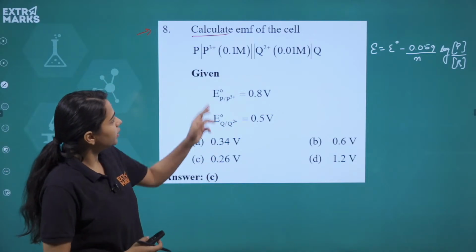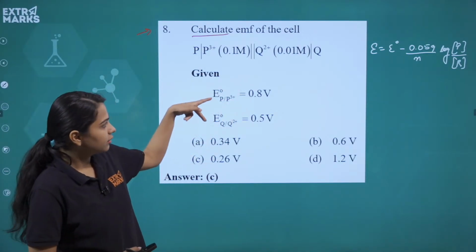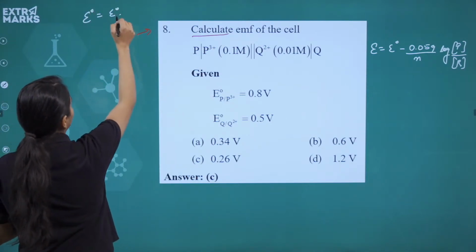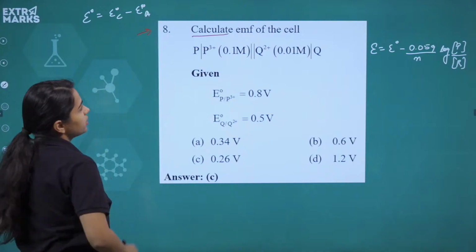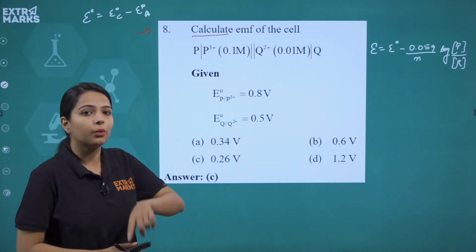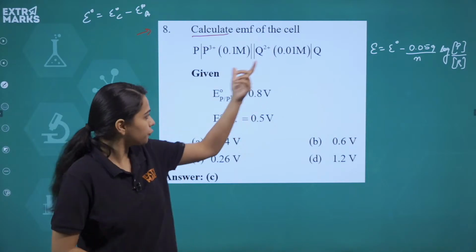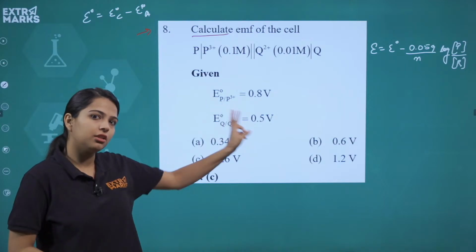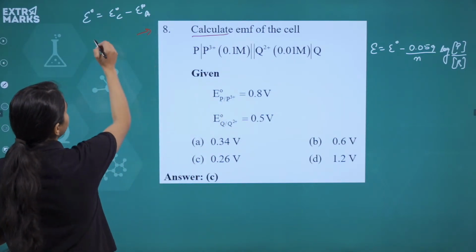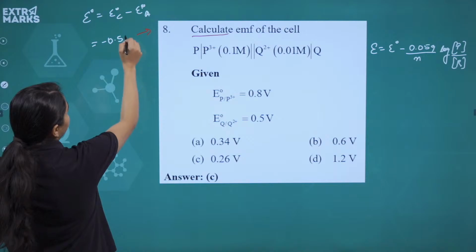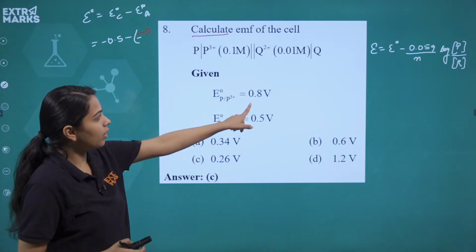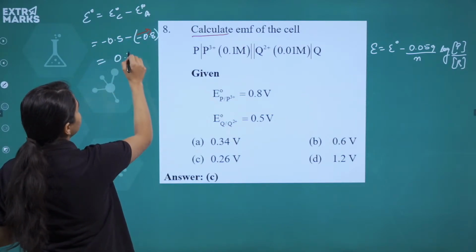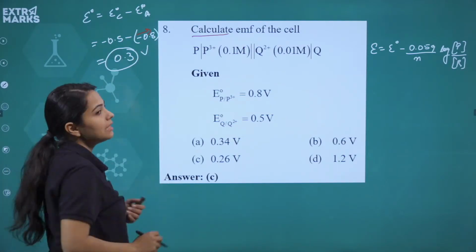Now E naught over here is going to be what? E naught is equal to E naught of cathode minus E naught of anode. Now which is the cathode here? Over here the cathode is undergoing reduction, so this Q is your cathode. So for Q the reduction potential is minus 0.5. This is the oxidation potential given to you. You have to take the reverse of it. So over here this will be minus 0.5 minus of. Now the anode is 0.8. So this is going to be 0.3 over here. 0.3 volt is your E naught value.